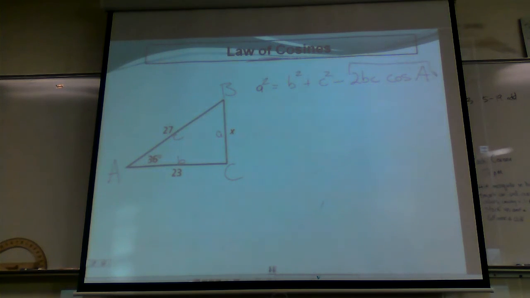Understand, guys, this whole thing right here is all multiplied together. You find the cosine of that angle, you multiply it by that part. So this is all multiplied together in one shot: 2 times b times c times the cosine of A. If I just use what I've already labeled up there and plug them right in, I'm going to have x squared equals 23 squared plus 27 squared minus 2 times 23 times 27, and the angle that I have labeled as A is 36.